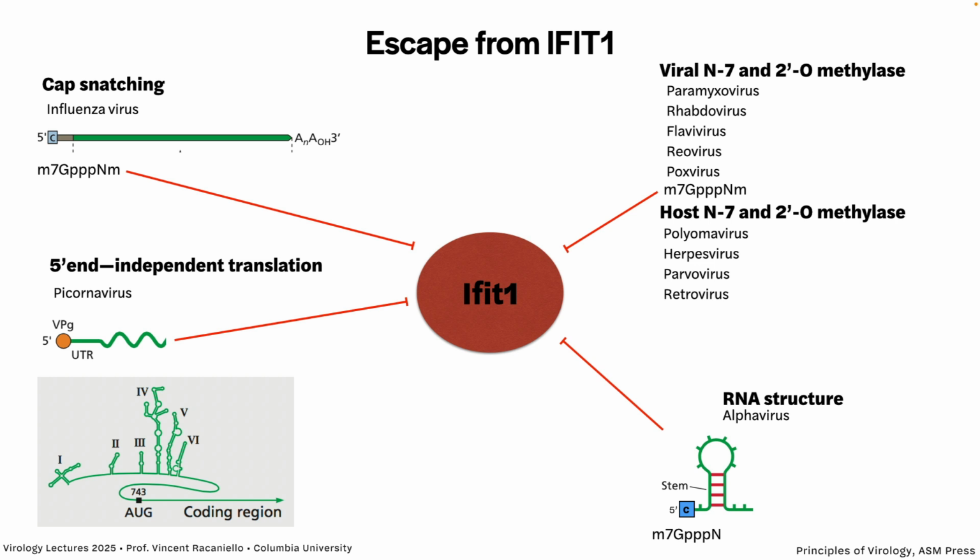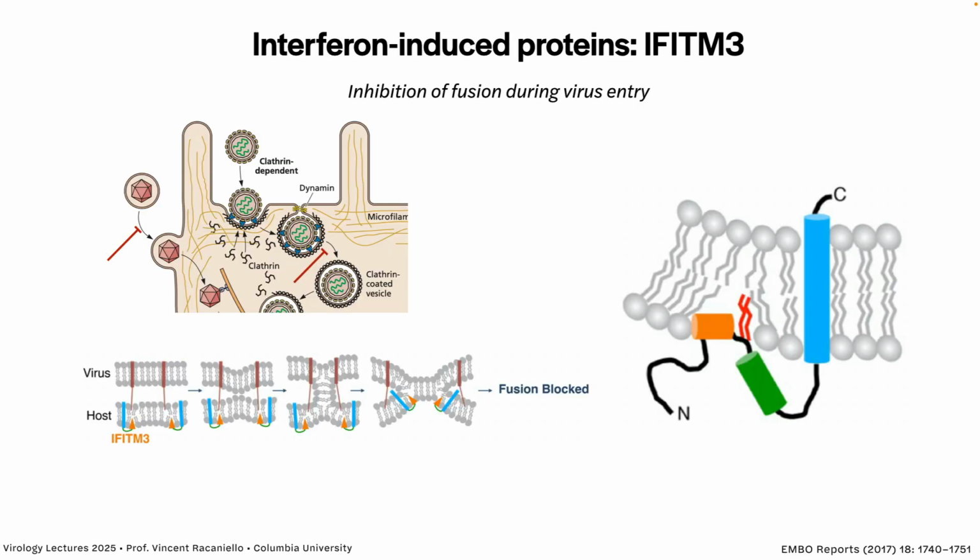Coronaviruses don't have a cap. They have a protein stuck on the 5' end. IFIT doesn't bind it. Some viruses encode a methylase. So they actually put a methyl group on those bases of the cap. So they're not affected by IFIT. And some viruses steal host enzymes to do that. And finally, in some viruses, there's an RNA structure right near the cap, and that blocks IFIT from binding. So lots of ways to get around this. Back and forth, as Alice might say.